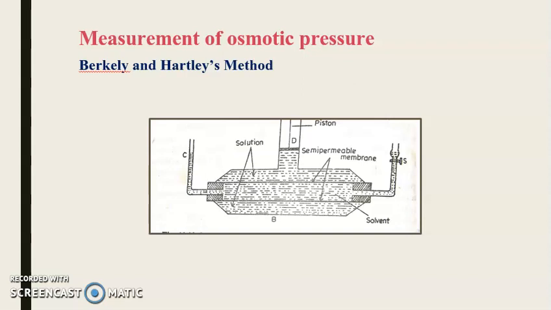So to maintain that level, we have to apply a pressure with the piston D. This pressure is applied on the piston D at the solution side. Due to this pressure, the osmosis will stop and we can measure that pressure. That pressure will be the osmotic pressure. So this is the method to measure osmotic pressure, the Berkeley and Hartley method.